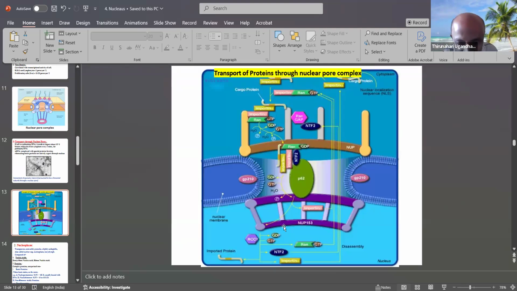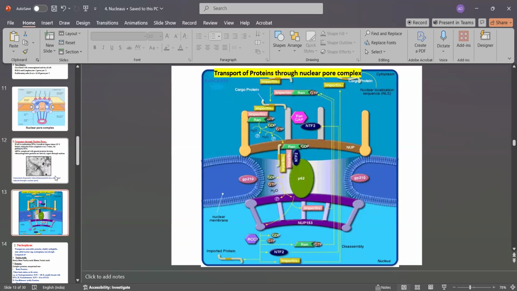In the nuclear pore complex, there are several parts of the nuclear membrane with nuclear pores. Here there are imported proteins and exported proteins. This whole structure is the transport of proteins through the nuclear pore complex. The nuclear pore complex is also important mainly for keeping the ion concentrations of the cytoplasm and nucleoplasm the same.